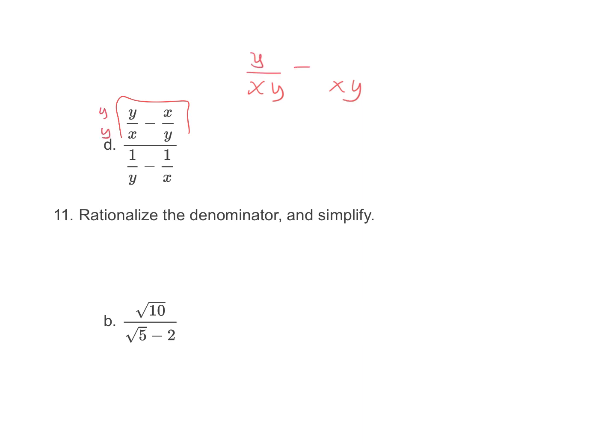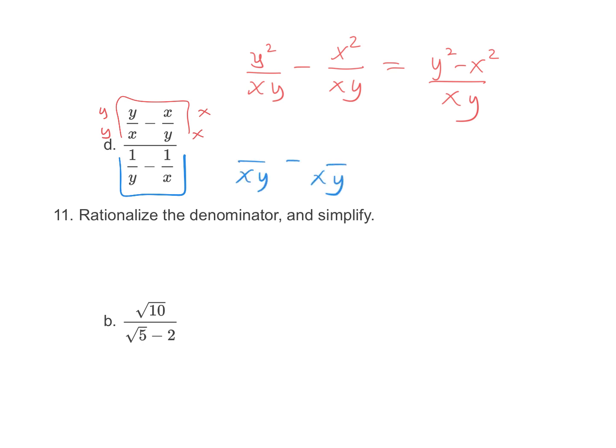So this becomes a y squared. The second fraction was missing the x. This becomes an x squared. So now I have y squared minus x squared over xy. And then I also need to do the same thing for the denominator. So again, my common denominator is xy. And I'm subtracting here. So this one again is missing the x. This one's missing the y. So then this becomes x and this becomes y.